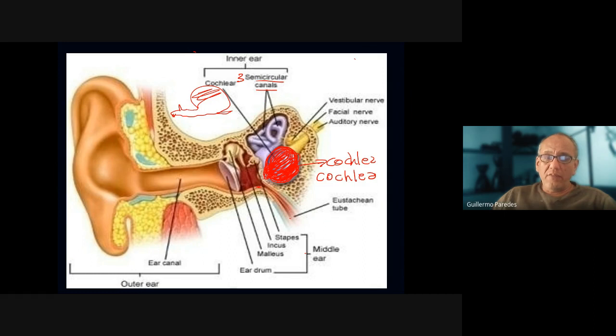So let's go to the semicircular canals. These are the semicircular canals. But there is something in between here. This something in between is going to be this area. I should put it in green, but anyhow. This area, the cell compartment, is the vestibule. The vestibule.